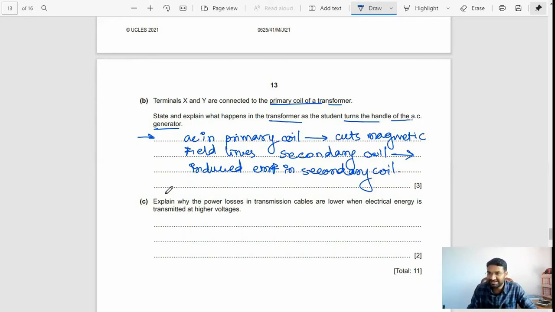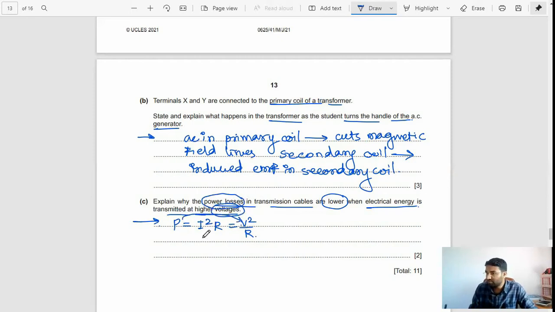Next, explain why power losses in the transmission cable are lower when the electric energy is transmitted at a high voltage. Here you have to recall the relation between power, voltage and current. Power P is equal to I squared R, which is also equal to V squared over R. See here, they have just asked about the power losses and higher voltage.